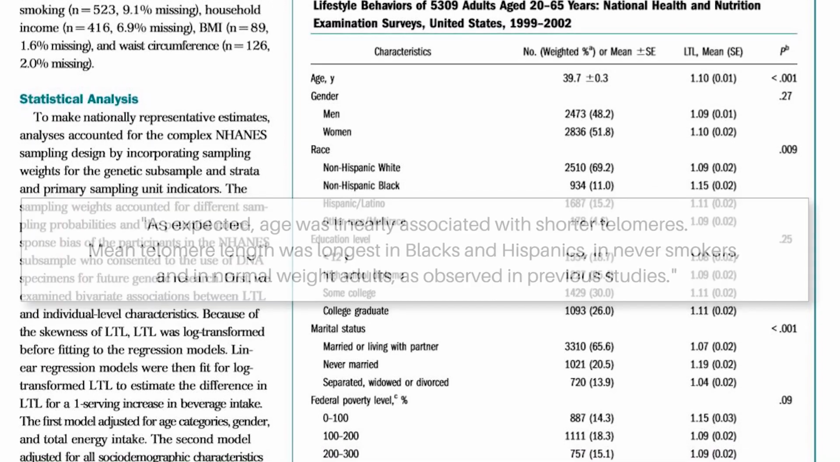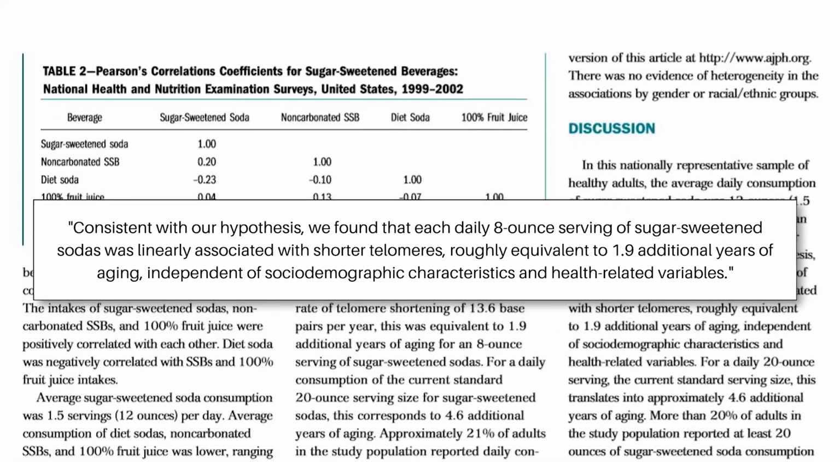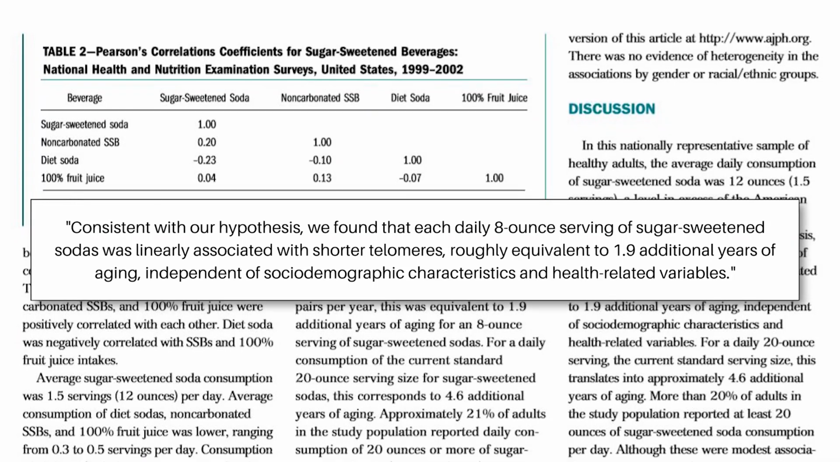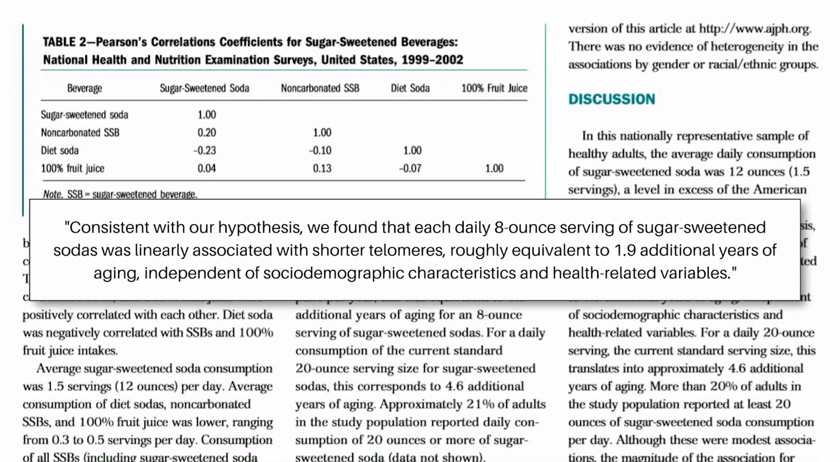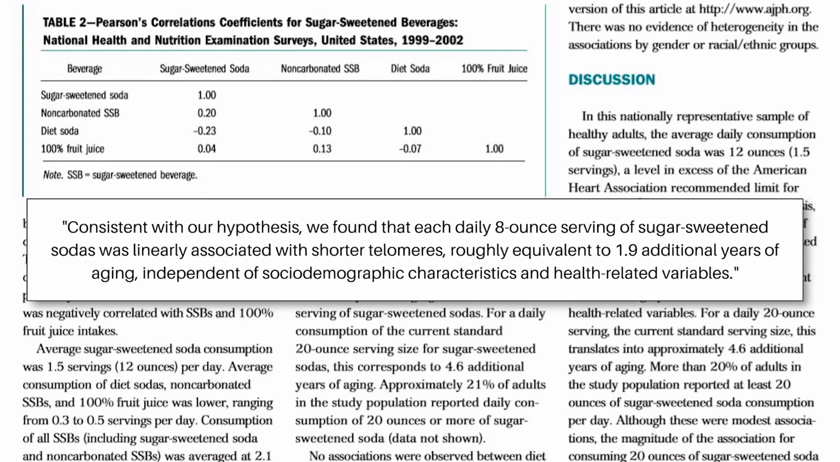So the results: each daily 8-ounce serving of sugar-sweetened soda was linearly associated with shorter telomeres, roughly equivalent to 1.9 additional years of aging, independent of sociodemographic characteristics and health-related variables. That means just the soda. Right. Just having one small 8-ounce soda per day. Do they even sell those? Yeah. Is going to increase your biological aging.